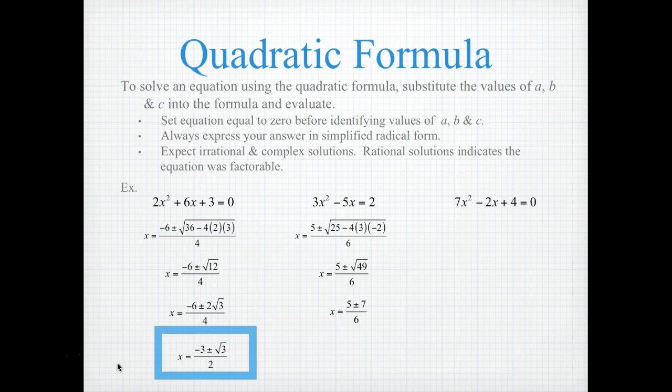Now, that numerator is two different numbers. That's 5 plus 7 and 5 minus 7. 5 plus 7 gives me 12 over 6. 5 minus 7 gives me negative 2 over 6. 12 over 6 is equal to 2. Negative 2 over 6 simplifies to negative 1/3. So we have negative 1/3 and 2 as our solutions.